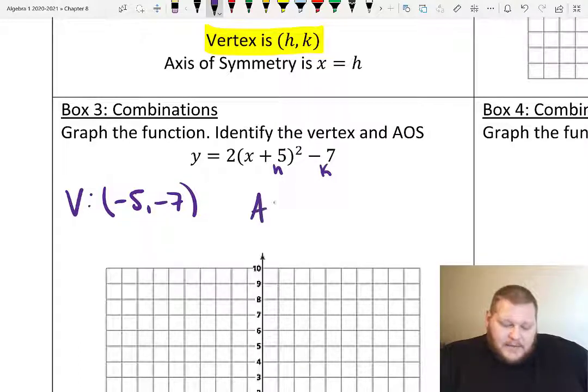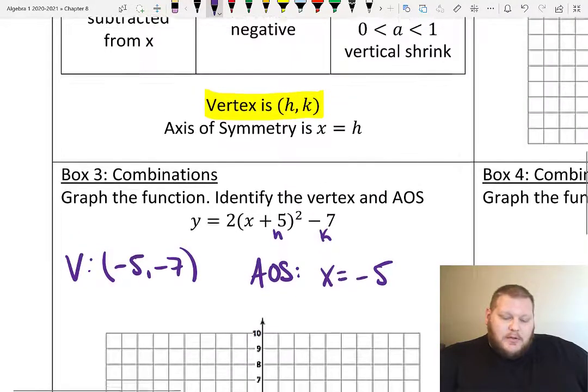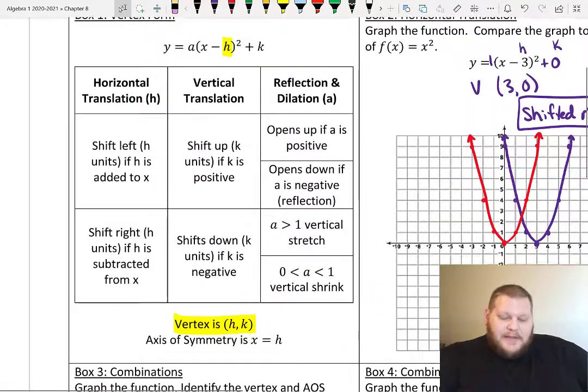My AOS, remember that is always x equals the x value of vertex, so in this case that's h, which would be negative 5. Which, again, those formulas are up above there. You'll have the cheat sheet for this chapter. We'll have, not the table, I don't think. I'd have to check and see for sure. But it'll have the equation and then the stuff down below where it says vertex is h comma k, AOS is x equals h.